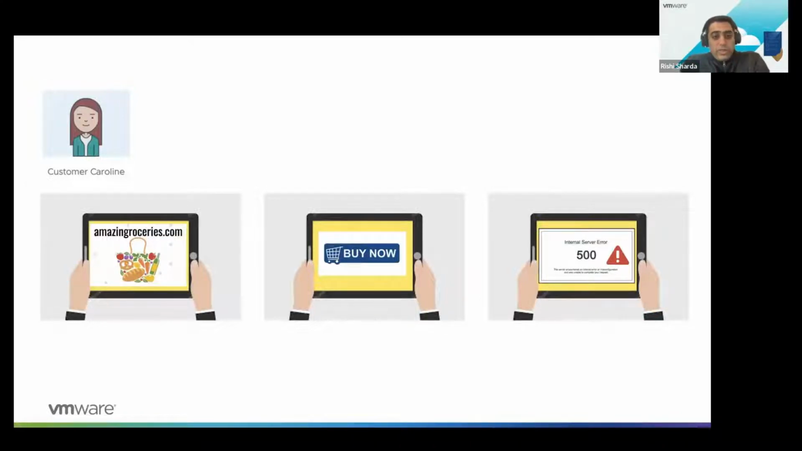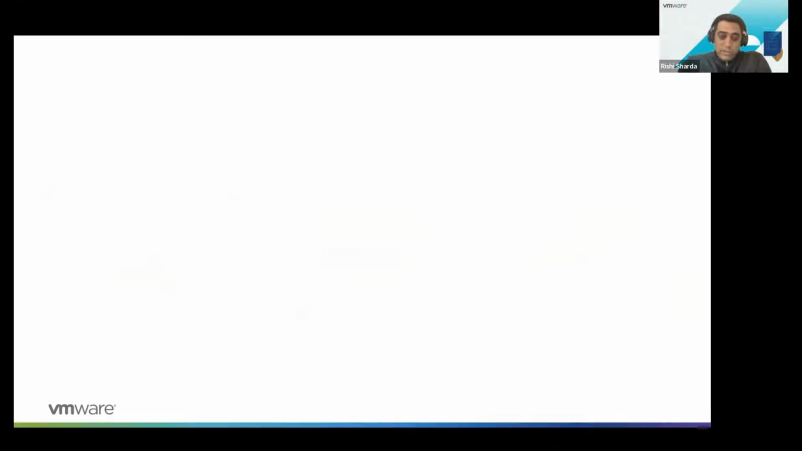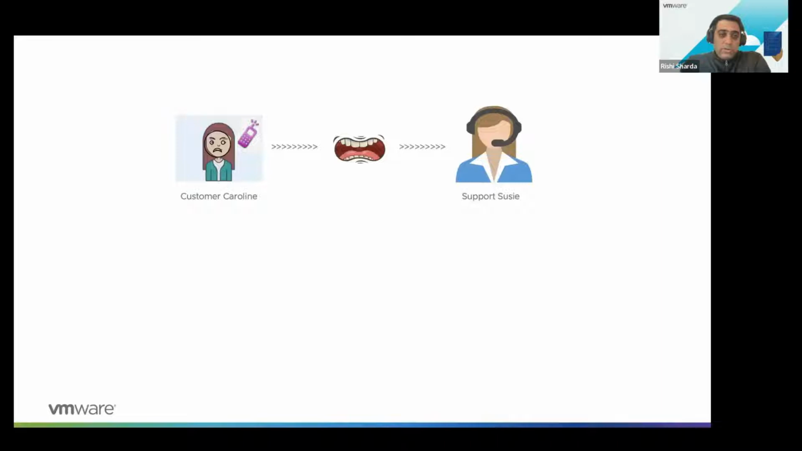But one day, when she was buying groceries, because there was a lockdown in the city because of COVID and the pandemic, and she wanted to get some supplies, she faced an error. As you all can guess, Caroline wasn't happy about it. So what's the first thing she did? She vented to the support team for Amazing Groceries. But lo and behold, the support team had no idea what Caroline was facing, because they hadn't seen any bulletin come from the IT team or something like that.